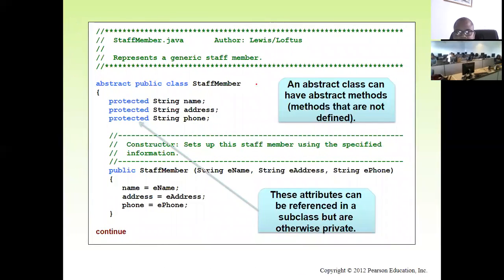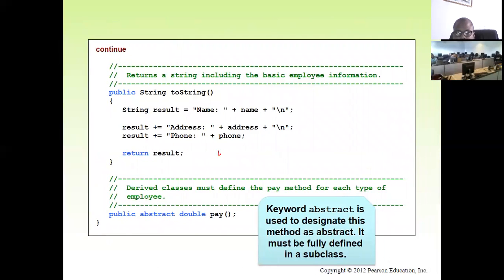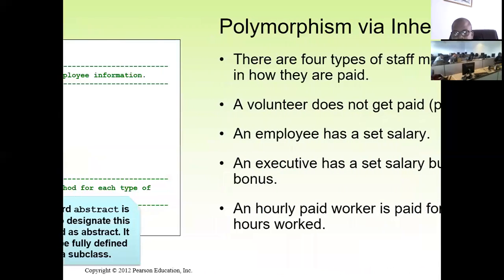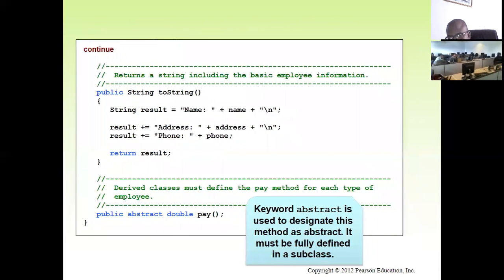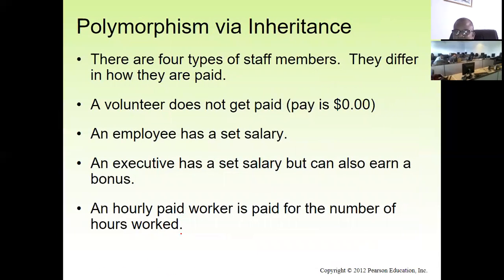So here we go, StaffMember, which is an abstract class. It has some key things. Every staff member must have a name, an address, and a phone number. Basic things. And here we have a constructor. We also have a toString method, and of importance, we declare the pay method. Now, the pay method is abstract, and we use the keyword abstract to designate that, which means any class that extends StaffMember must implement the pay method.